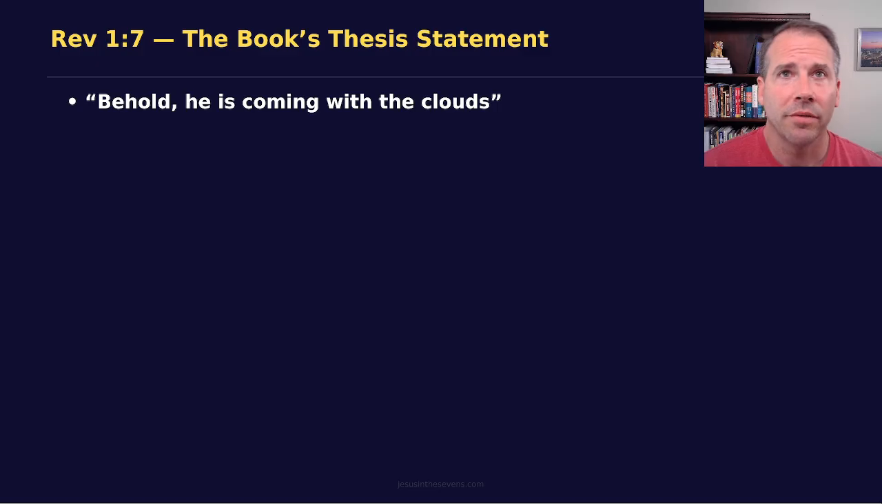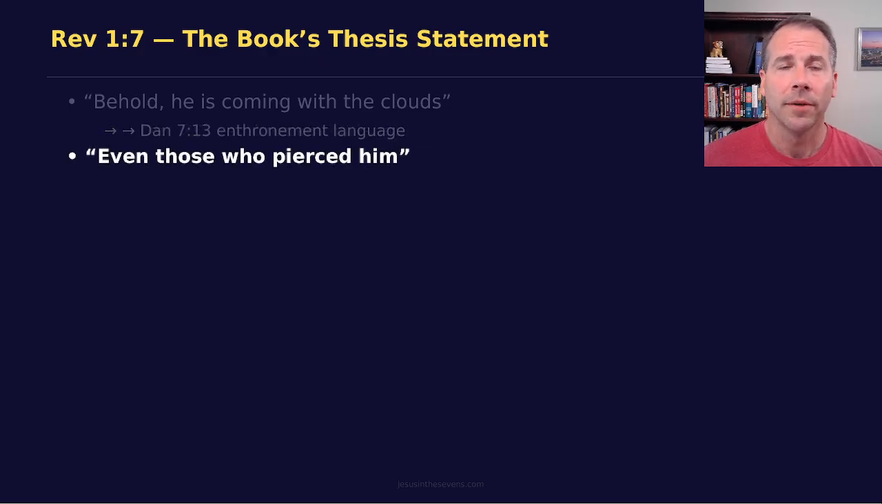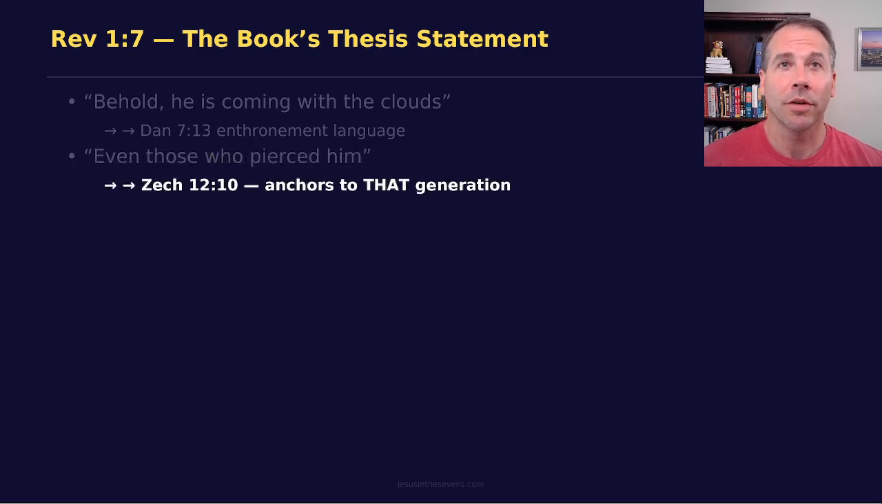So Revelation 1:7 is kind of the thesis statement for the whole book. It says, "Behold," after the intro for the first few verses, there's some introductory material, John saying who he is and he had this vision and whatnot. But then, "Behold, he is coming with the clouds" is kind of a summary statement about what's going to unfold in the book. It's related to Daniel 7 enthronement language. But then it also says, "Even those who pierced him," which is a reference to Zechariah, and it anchors it to that generation, the generation that pierced him.